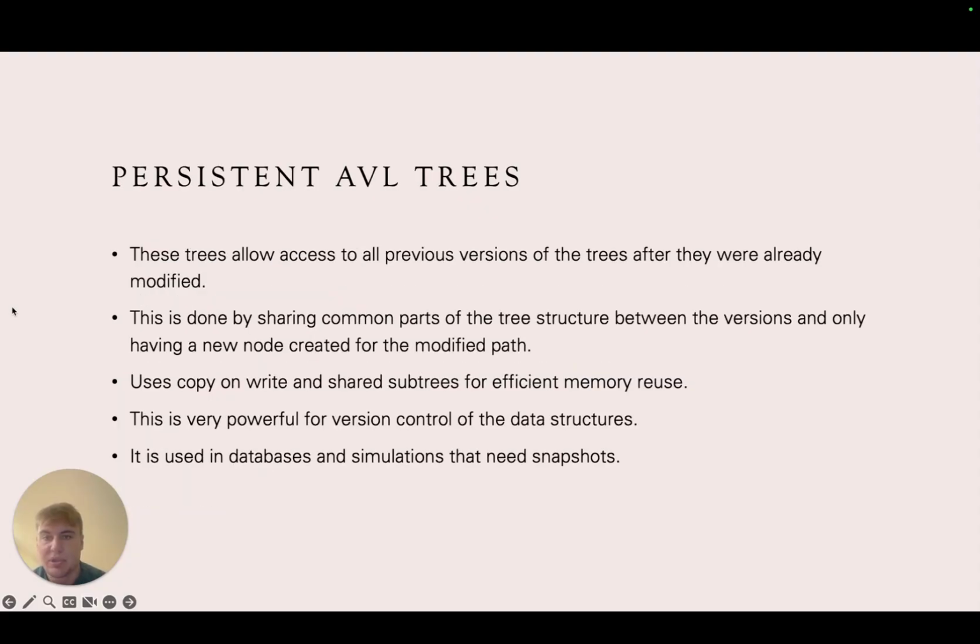So next is the persistent AVL tree. These trees allow access to all previous versions of the tree after they were already modified. This is done by sharing common parts of the tree structure between the versions and only creating a new node for the modified path. It uses copy-on-write and shared subtrees for efficient memory reuse. This is very powerful for version control of data structures, and it is used in databases and simulations that need snapshots.